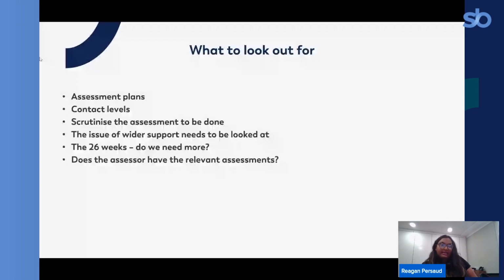Again, these are all things to tackle at the case management hearing before we get the ball rolling on the assessments, to make sure that your parent gets the best chance they can to succeed later on in these proceedings.